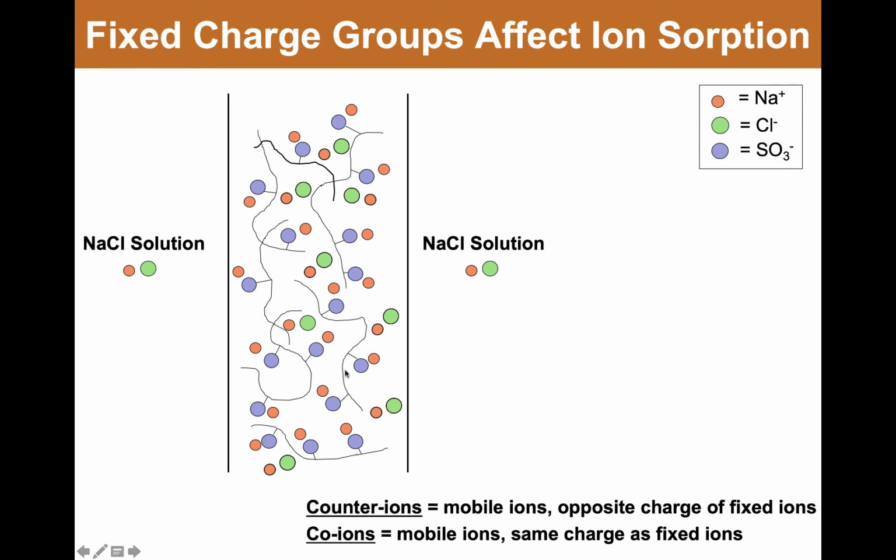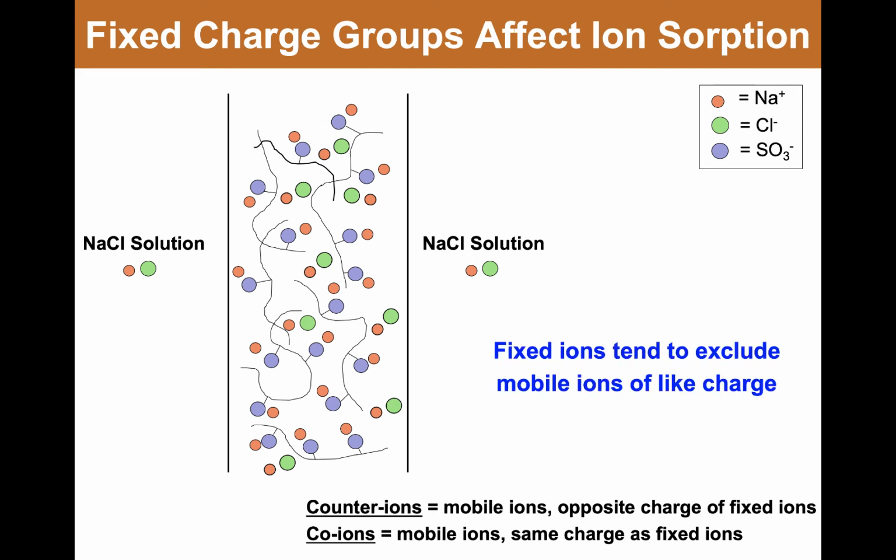positive or negative charge. The presence of these fixed charge groups establishes an electrical potential at the membrane solution interface, and that's called the Donnan potential. And that Donnan potential acts to attract the positively charged sodium ions into the membrane and to repel the negatively charged chloride ions from the membrane. And so this is the point that I was making, that these fixed charge ions tend to exclude mobile ions of like charge, in this case the chloride ions.